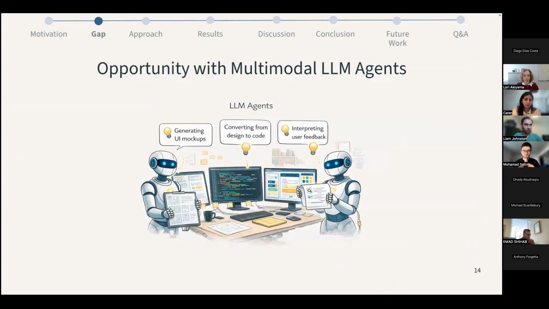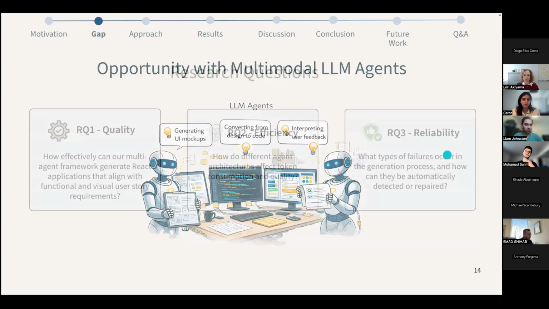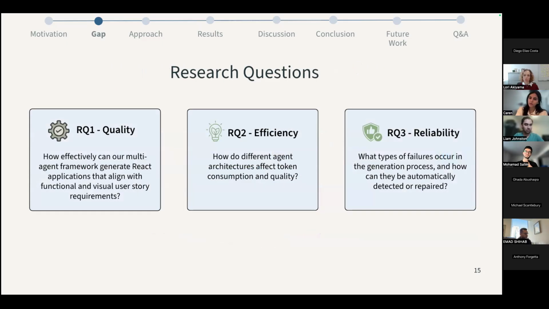Looking at these gaps, we saw an opportunity to explore multimodal LLM systems in a more structured way. Modern LLMs are capable of multimodal reasoning, meaning they can process textual descriptions, code, and visual layouts. At the same time, multi-agent systems allow us to structure complex workflows by decomposing tasks across specialized agents rather than relying on a single prompt. This combination enables us to study how multimodal generation pipelines behave under different architectural coordination strategies. This leads to the research questions that we're addressing in this work.